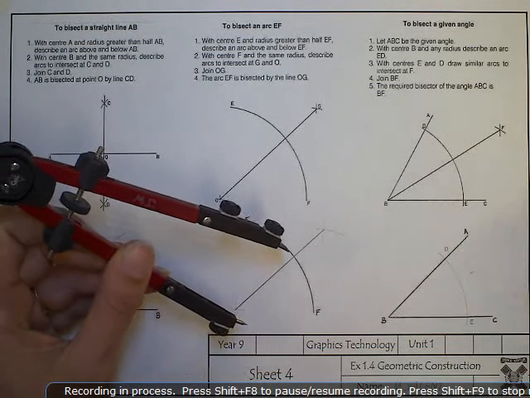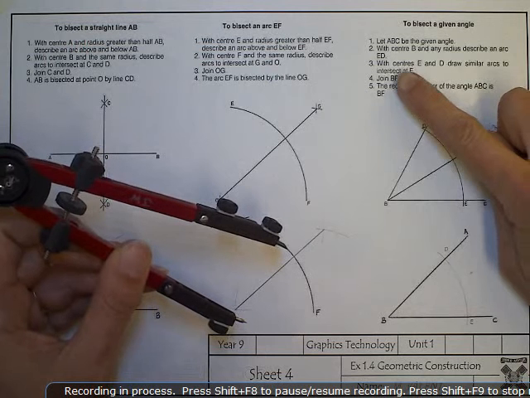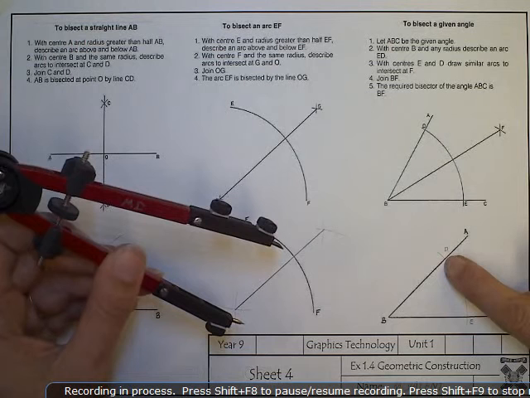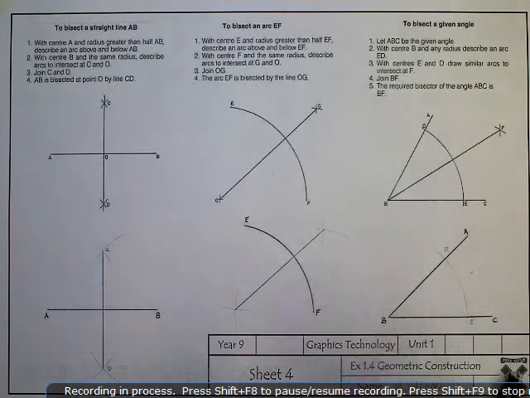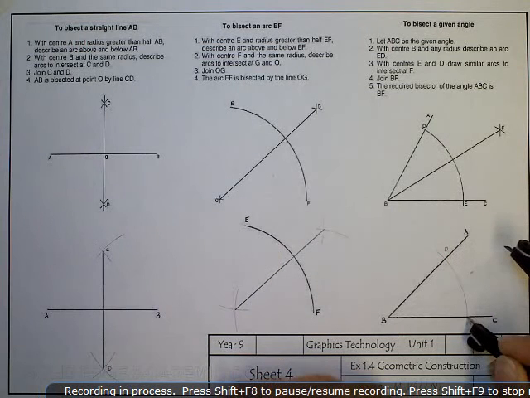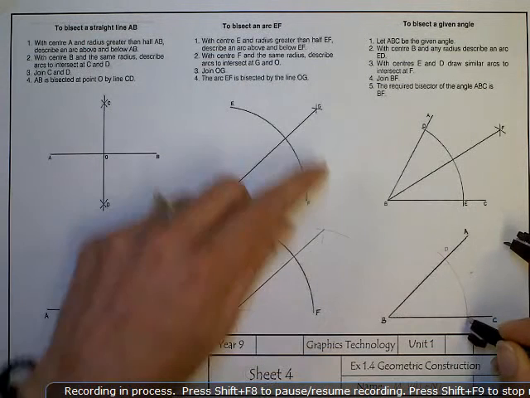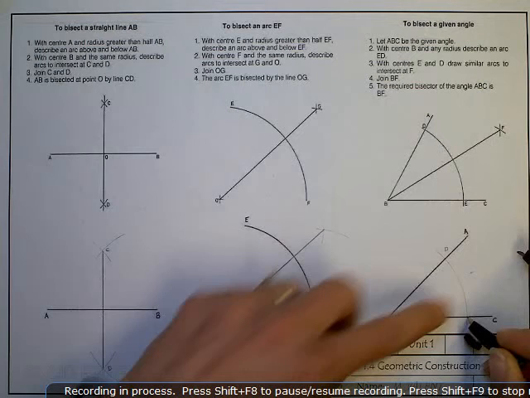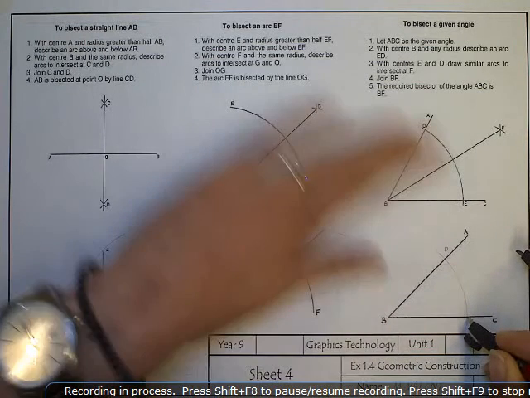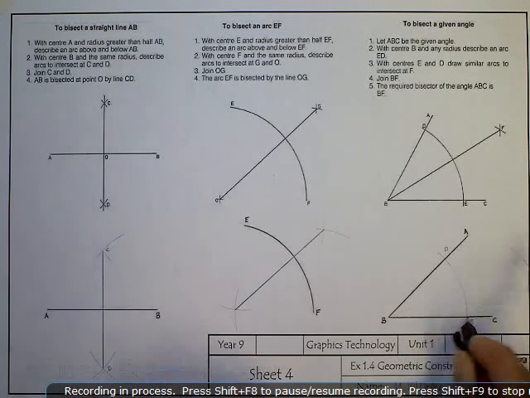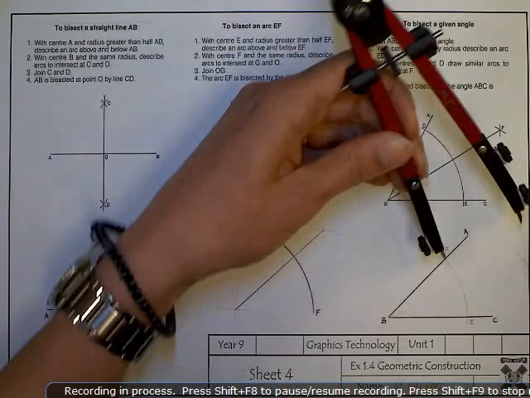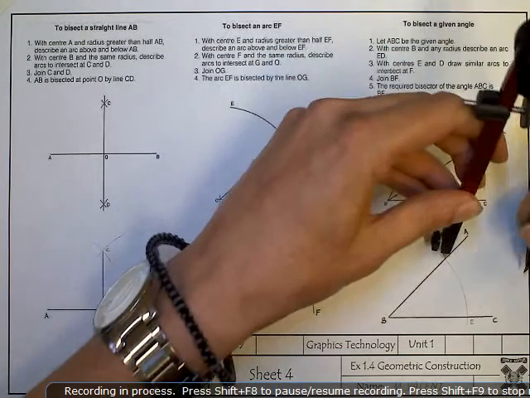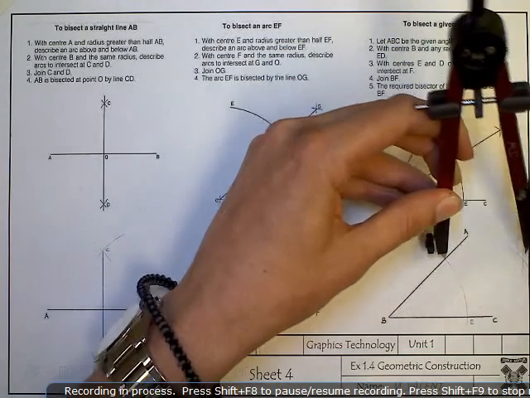Okay. With centres E and D, so we've got now an intersection point here and an intersection point here. With centres E, D, that's now our centre point. We're going to draw similar arcs to intersect at F, which is out here. And now new centre point at D, the intersection point. Make sure it's right on that point. Needs to be for best accuracy.